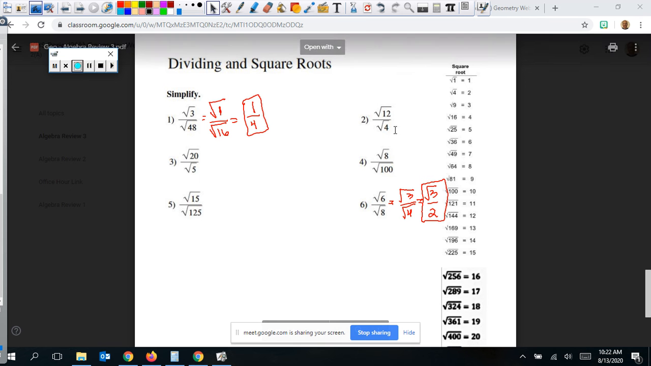Okay, so for number 2, you can just see 4 goes into 12 right there. That really just cancels this whole thing out. You don't even have any more radical. That just becomes square root of 3 then, and you're done. That was the answer for that one.